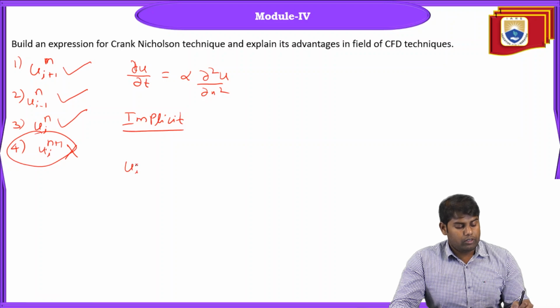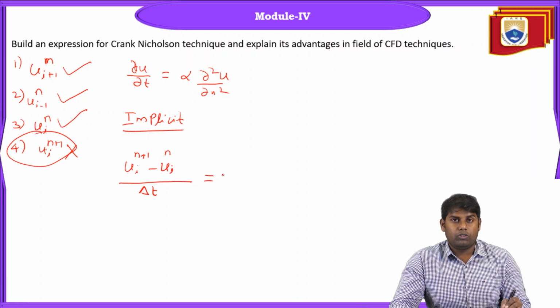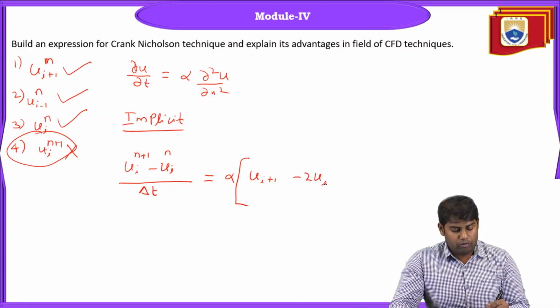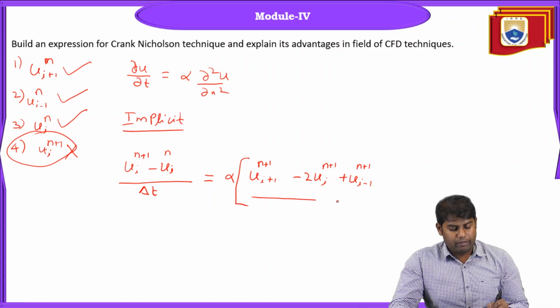So u of i to the power of n plus 1 minus u of i to the power of n, divided by delta t, is equal to alpha into u of i plus 1 minus 2 u of i plus u of i minus 1, where here we use n plus 1, here n plus 1, and here n plus 1, divided by delta x square.